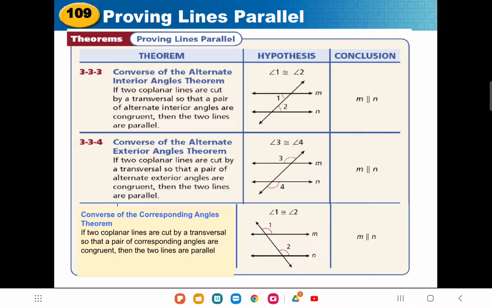So all of these are just saying if the angles are congruent, then the two lines are parallel. And we want to have a pair of angles that are one of our special pairs, or we want to be able to get to that point. And then we can prove that two lines are parallel.